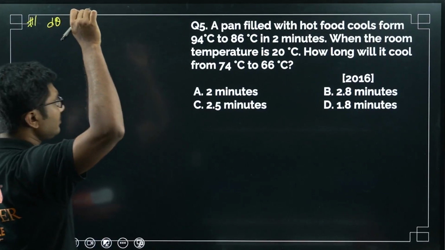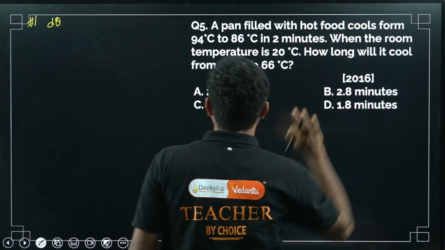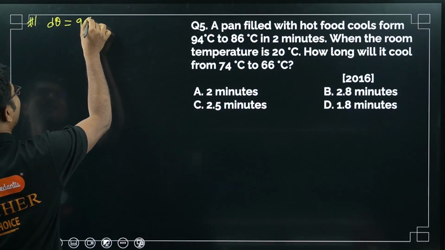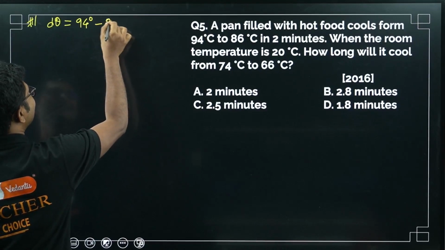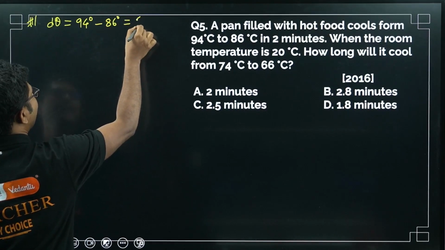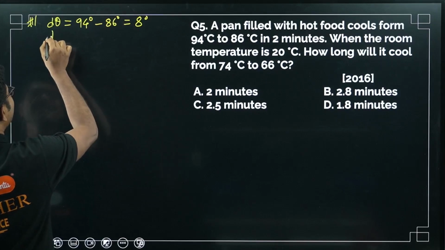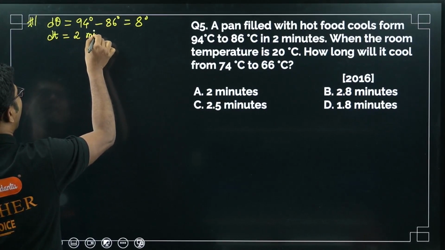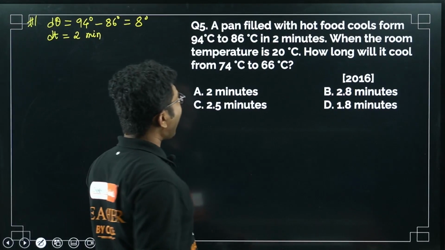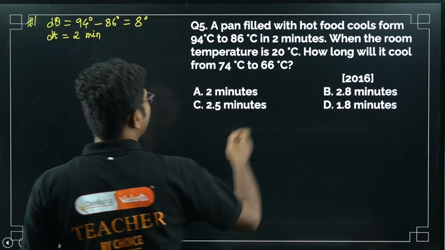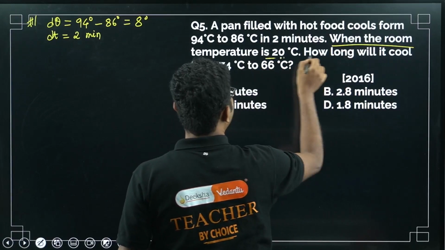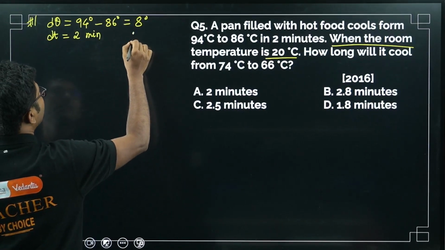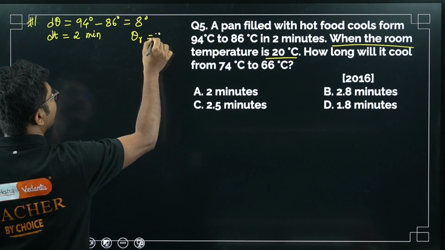Okay, so what is d theta in this case? D theta is 94 degrees minus 86 degrees, so it is 8 degrees. What is dt? Dt is given as 2 minutes. And the room temperature is 20 degrees Celsius, so theta room is 20 degrees.